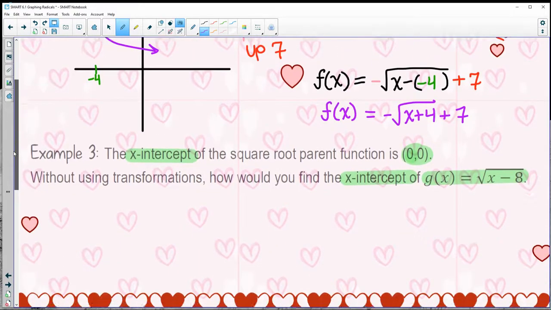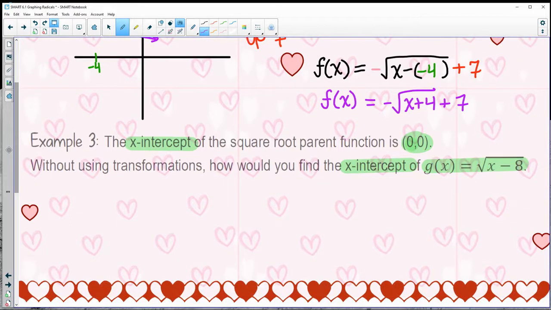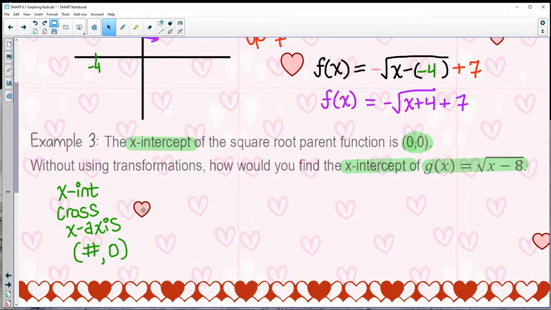All right, example 3, I've highlighted some key words. So I've got the x-intercept is at 0, 0. Without using transformations, how could we find the x-intercept of this function, g of x? Well, x-intercepts are where the graph crosses the x-axis. So y is equal to 0. So maybe we try to solve for it instead of trying to think of transformations. So I'm going to look for my x value, -8, and see if I can find it this way.